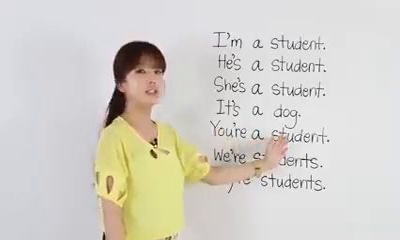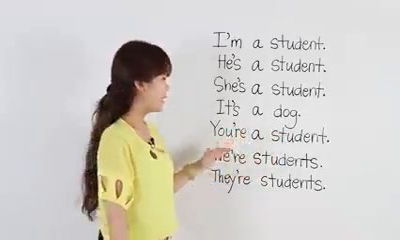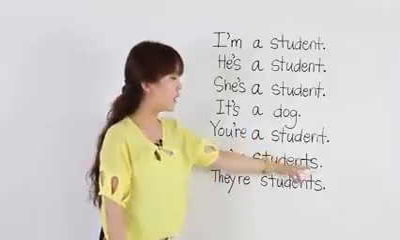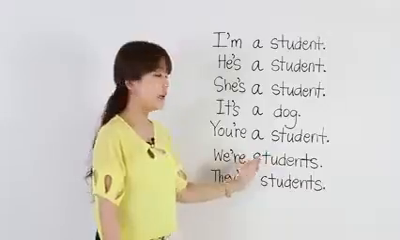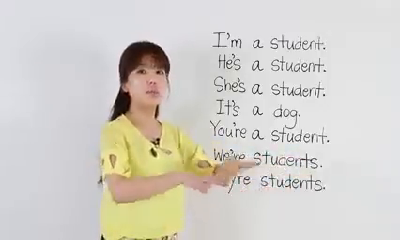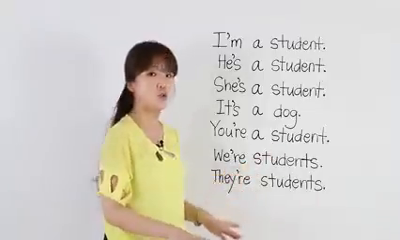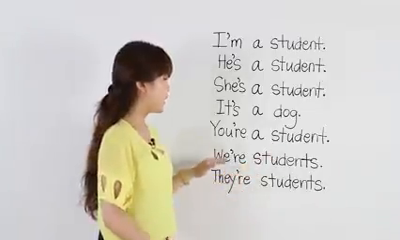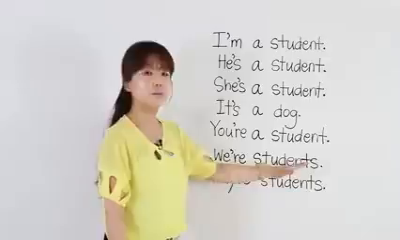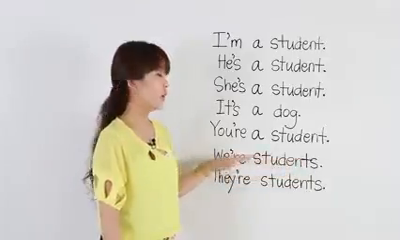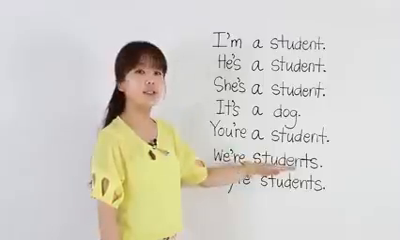Okay, now let's look at we're. We're students. We took out the A and we put an S because we're means many people. Not one student, but many students. So we have to say we're students. Please repeat, we're students.